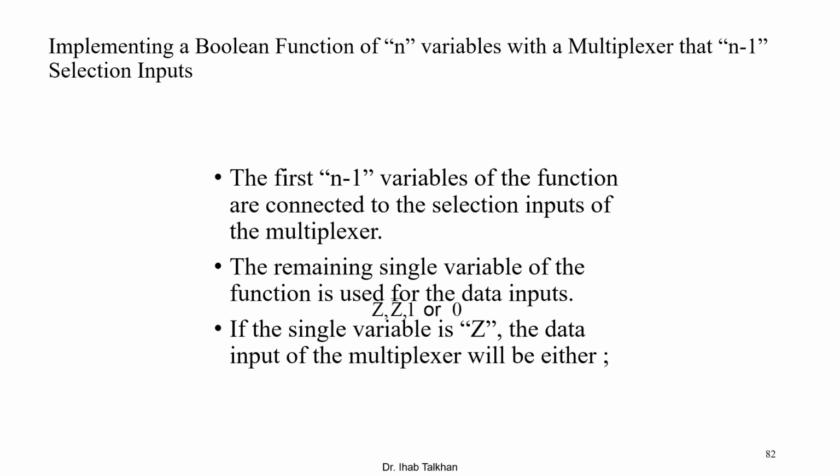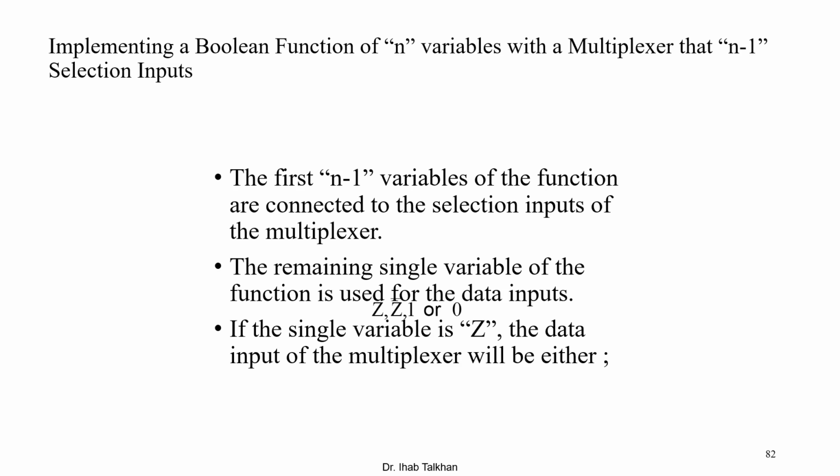Just as we used a decoder as a device with which you can build any function, because the decoder is actually a truth table, here I'm going to give you a way to use the multiplexer to build any function by using any type of multiplexer. To implement a Boolean function of n variables, we use n minus 1 selection lines. The first n minus 1 variables of the function are connected to the selection inputs of the multiplexer. The remaining single variable of the function is used for the data inputs.